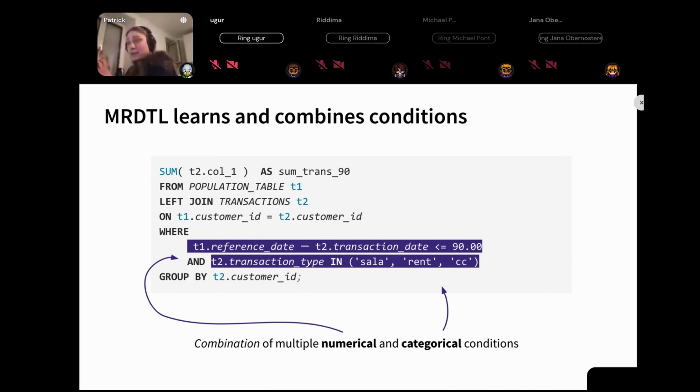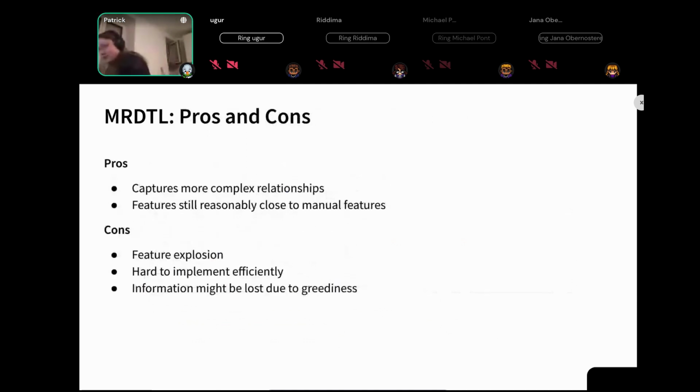So, that's a pro. On the con side, we still have the feature explosion problem, and I will discuss that a bit later in greater detail. It is also very hard to implement efficiently. If you read the papers, the first paper on MRDTL came out in the late 90s, but after that, there were 10 years of additional papers that took MRDTL and discussed how we can make this more efficient. How can we overcome the efficiency challenges that we have with MRDTL? So this is very, very difficult to implement efficiently. And also because it is a greedy algorithm, as with all greedy algorithms, there's information that you might lose due to this greediness.